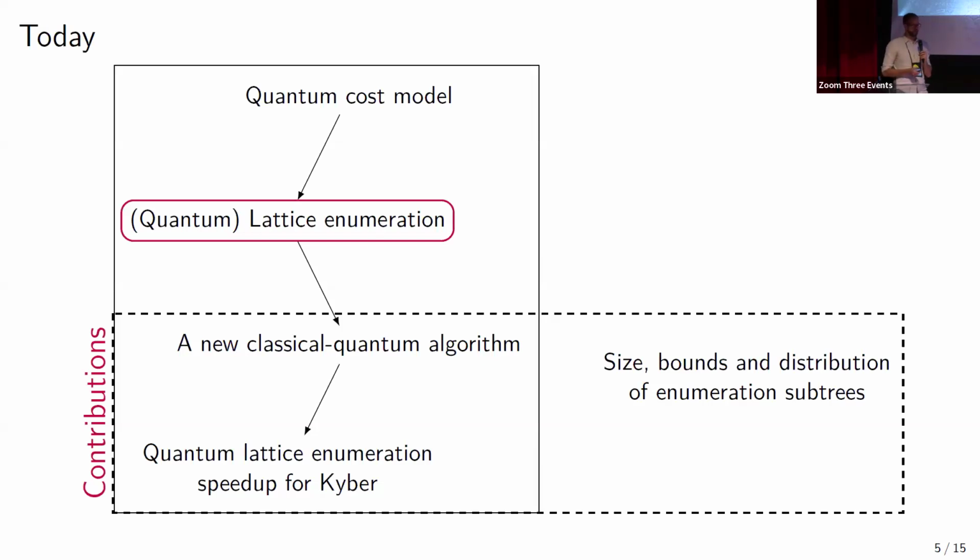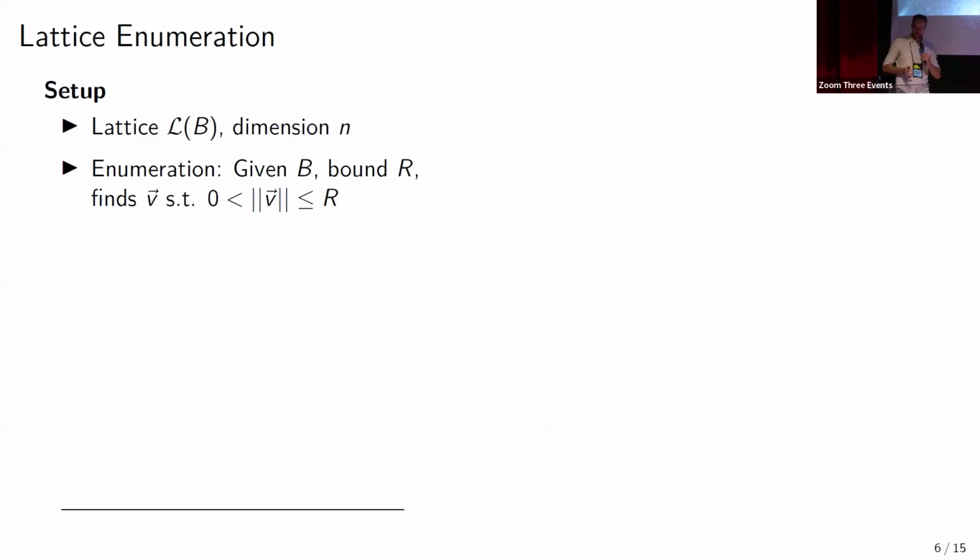Okay, so next we'll peek into lattice enumeration. We have a setup where we are given a lattice and a basis. The basis generates the lattice of dimension n. In enumeration, we are given this lattice basis and some bound R, and we want to find a vector b such that the length of this vector is below the bound R. And if we instantiate this bound R with the first minimum of the lattice, then enumeration basically solves the shortest vector problem.